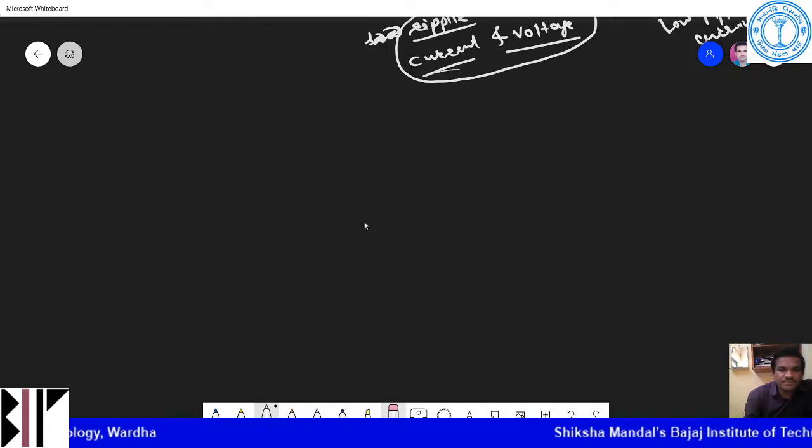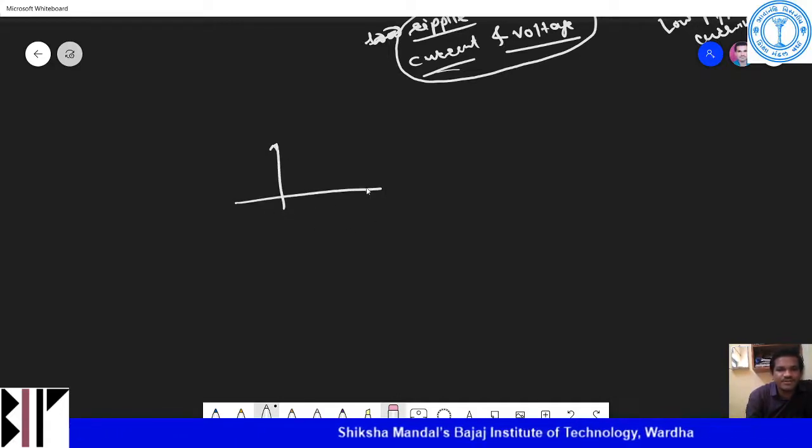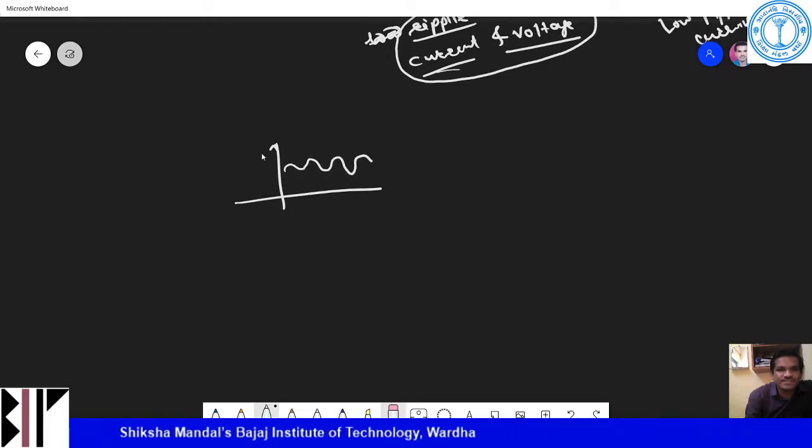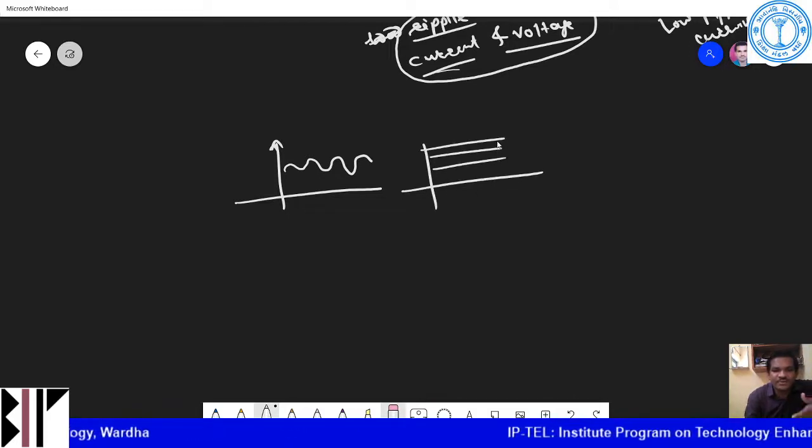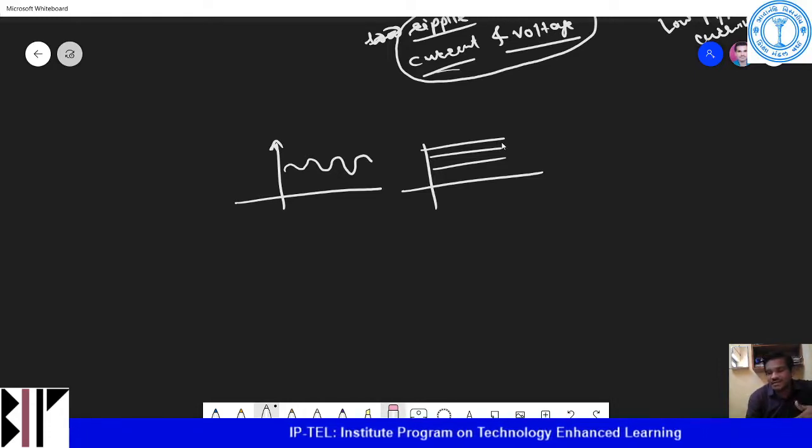In terms of waveform, this is my sinusoidal AC waveform, and at the output I will get this kind of ripples. Likewise, I will get a DC voltage between V minimum and V maximum.